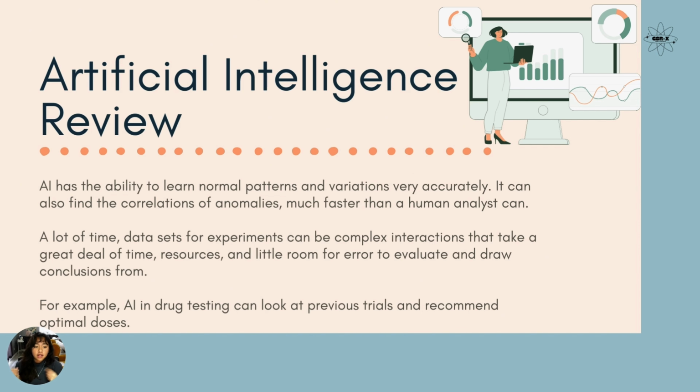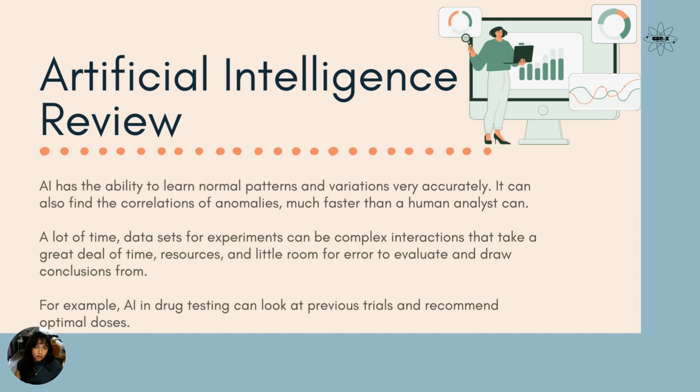This is really important because a lot of times data sets or experiments can be really complex interactions, and they can take a great deal of time, resources, and really little room for error to evaluate and draw conclusions from that data. For example, AI in drug testing can look at previous trials and recommend optimal doses. So it can look at really, really large sets of data, and it can also organize it for you, and maybe you can see that in a particular age group, these certain symptoms seem to be happening when they take this particular drug.